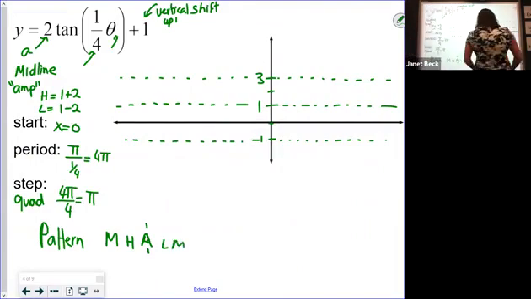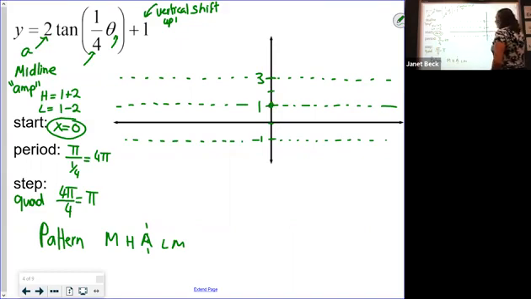Okay. So we start on the midline at x is 0. Then we take a step, and our step is going to be pi. So I'll just label it like that. 1 step, 2 steps, 3 steps, 4 steps. I'll do 1 cycle going forwards and 4 steps going backwards.